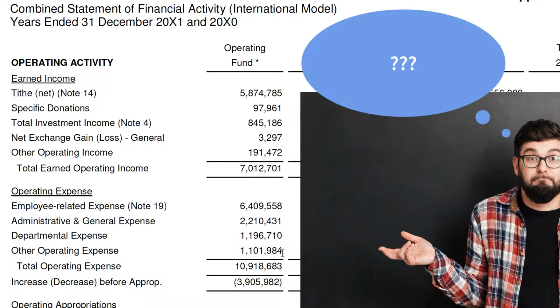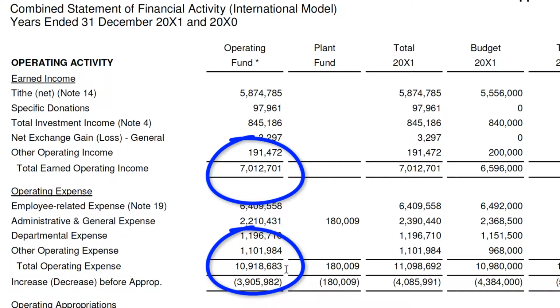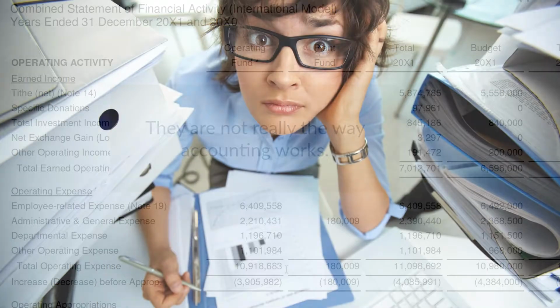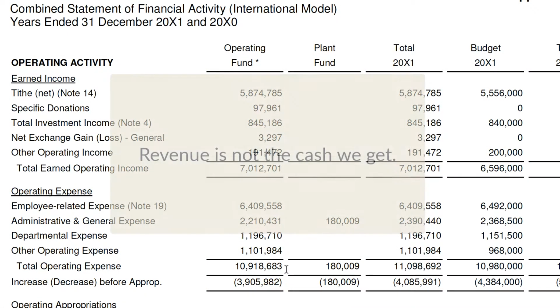Okay. And so what the beginner thinks is this was the money we brought in. We brought in 7 million to 12 of income, and we paid out 10 million. But that's not the way accounting works. Okay, so fasten your seatbelt. It's very straightforward, but it is a little bit different.